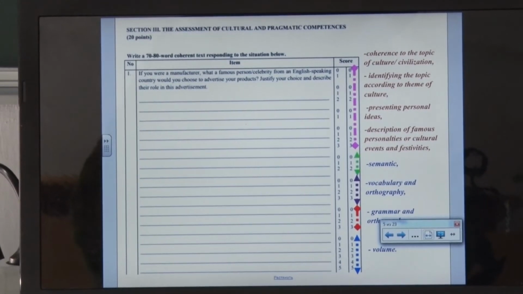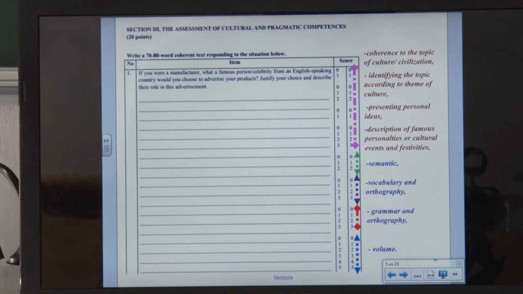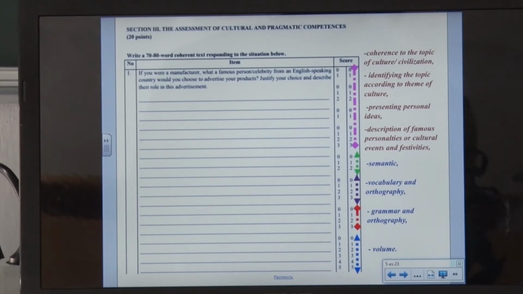Next 2 points, as I've already said in the previous slide, you are going to get for semantics. Vocabulary and orthography you can get for these 3 points. Grammar and orthography also is given to this task 3 points. Volume, you can get 5 points, if you do everything correctly, step by step. Please don't mix it, don't jump right from one point to the other.